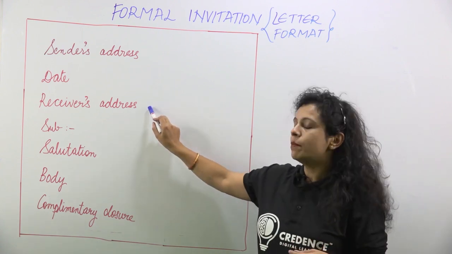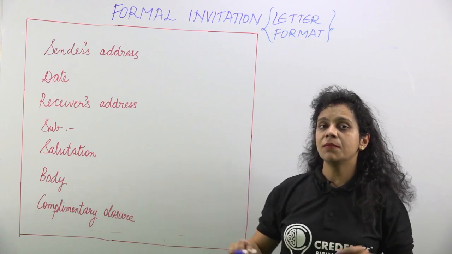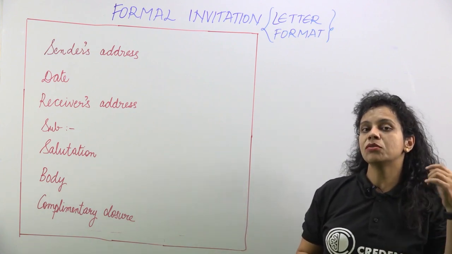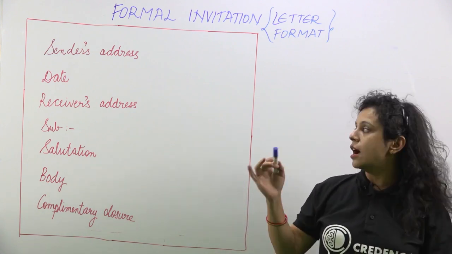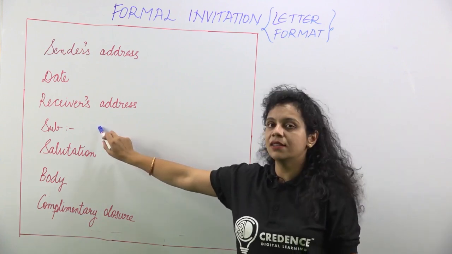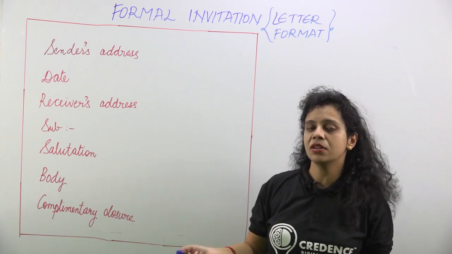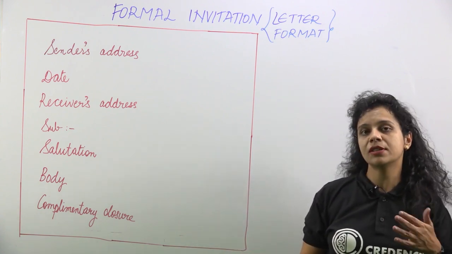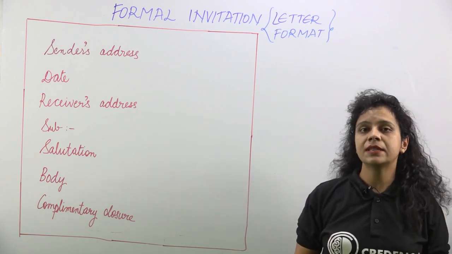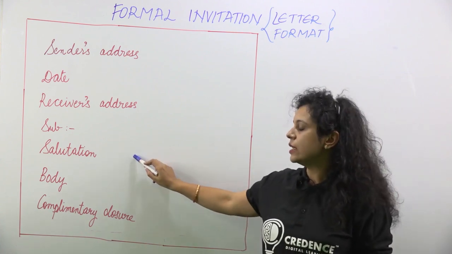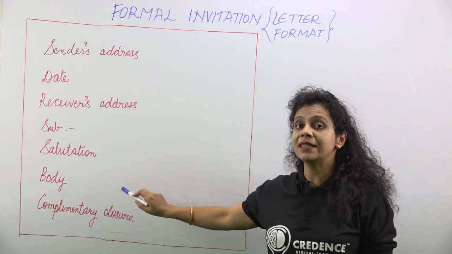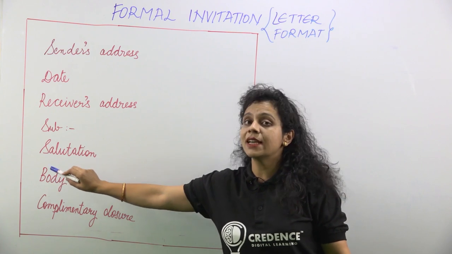Here, the top line of your receiver's address will be the name of the person to whom you are writing the letter. After that, leave one line and write the subject. After that, leave one line and write the salutation. I hope you know that pretty well. Your salutation will be respected sir or madam. After the salutation, again leave one line and start your content from the left hand side corner.